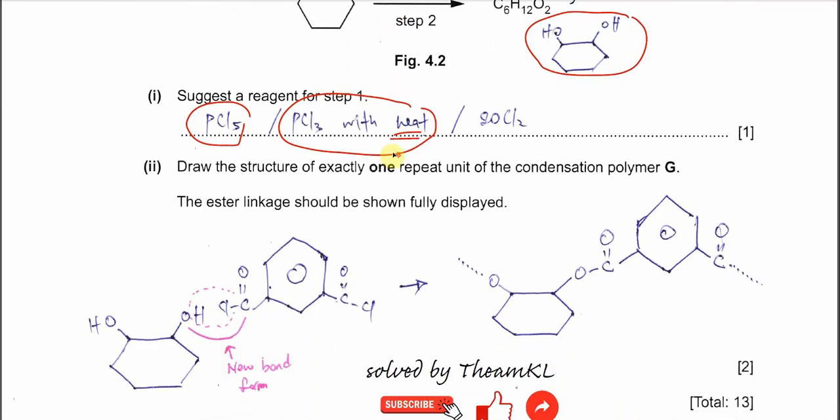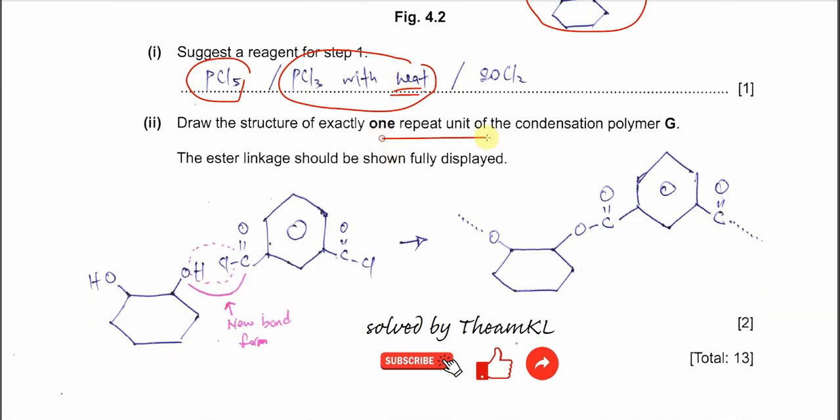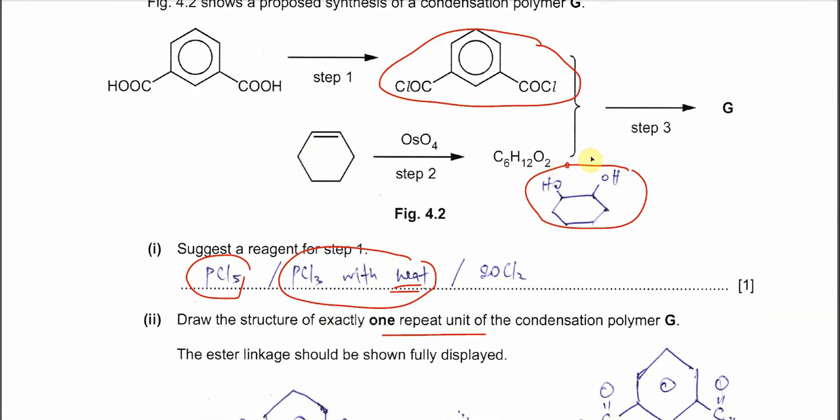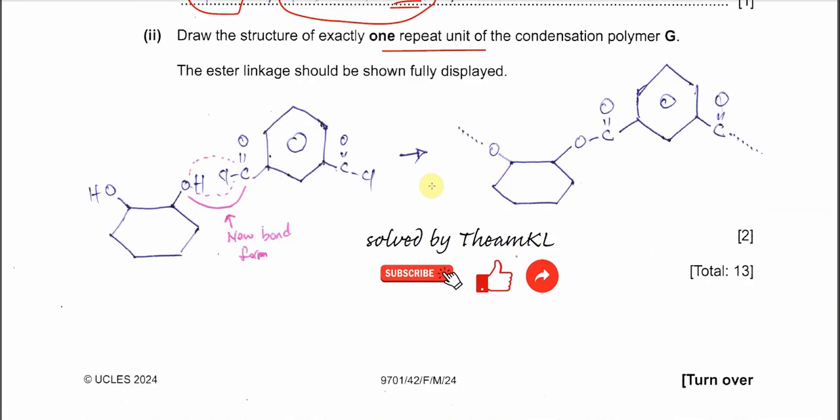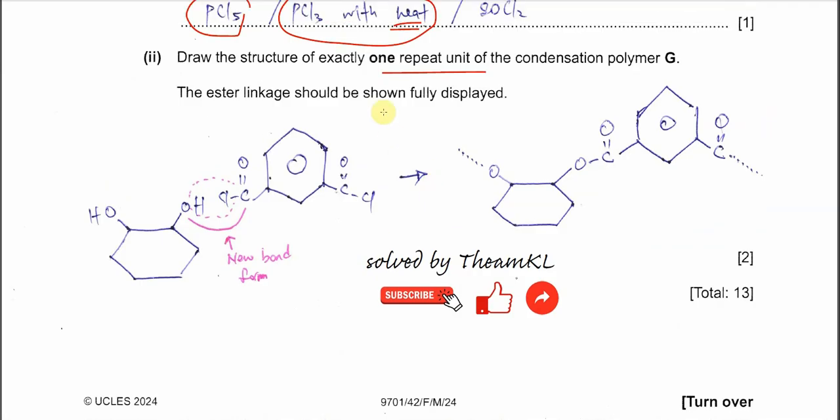Now part 2. Draw the structure of exactly one repeat unit of the condensation polymer G. Again, polymer G is produced from these 2 monomers. So let's see what this repeat unit for polymer G will be. It's mentioned that the ester linkage should be shown fully displayed, only the ester linkage. This part you don't need to draw. I just show you how the condensation happens.